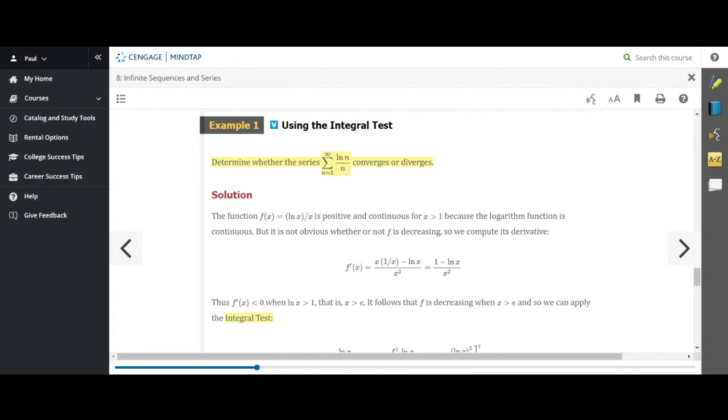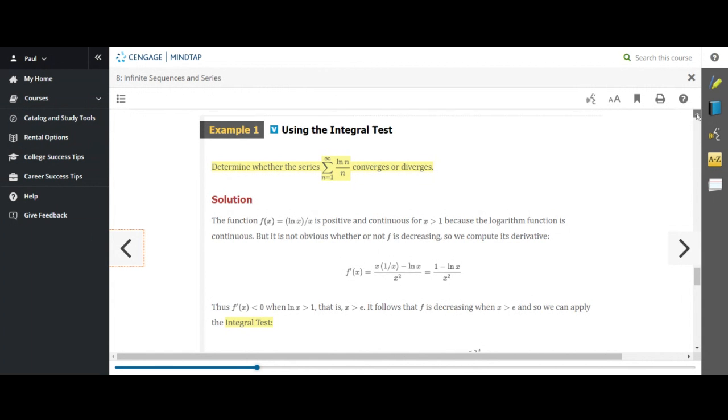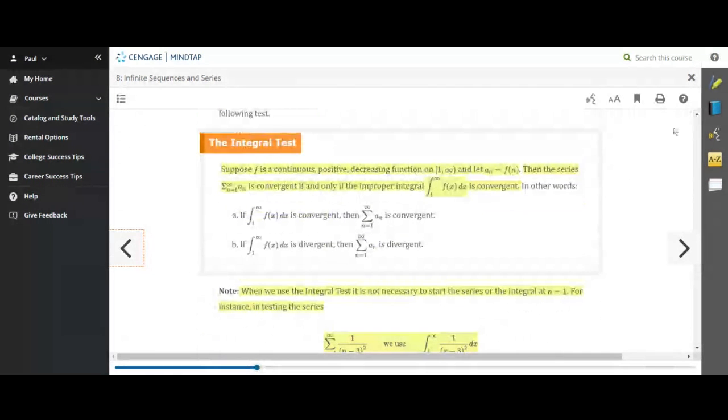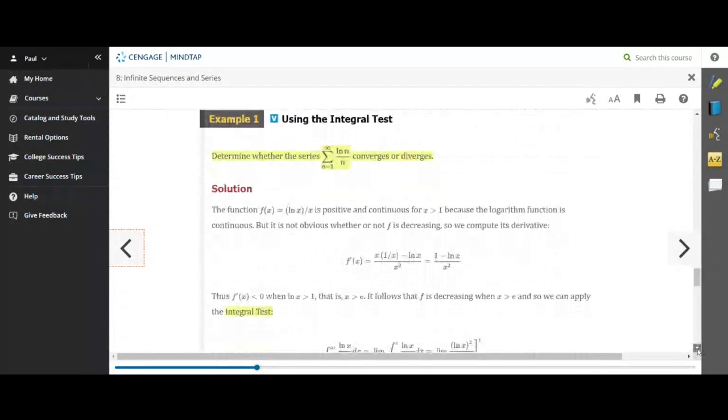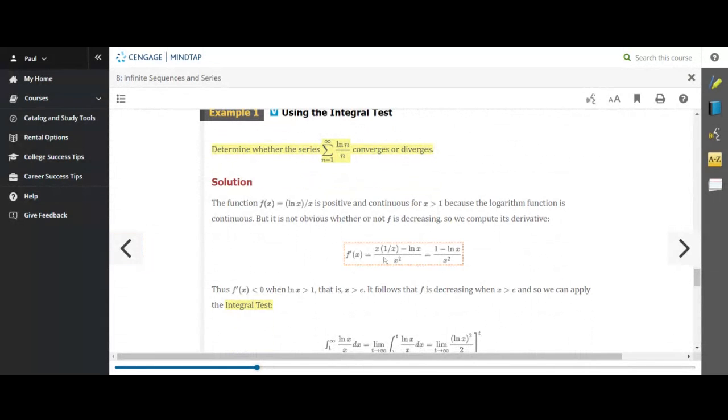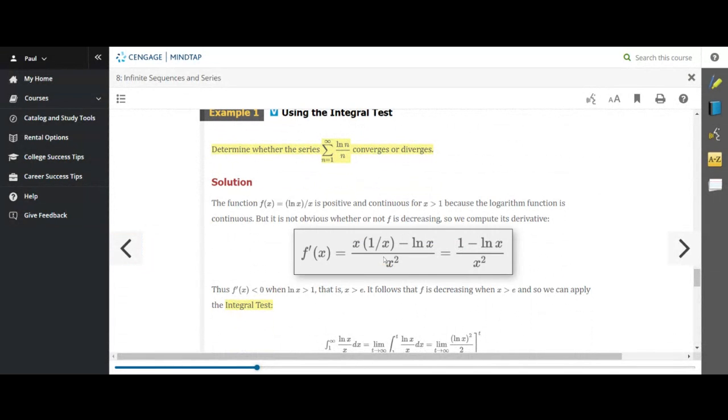The logarithm. That's right, Sophie. So in this case, well, let's try the integral test. The integral test says you have to have a function that's continuous, positive, and decreasing. So our series here, if we take the derivative of the function, the log of x over x.